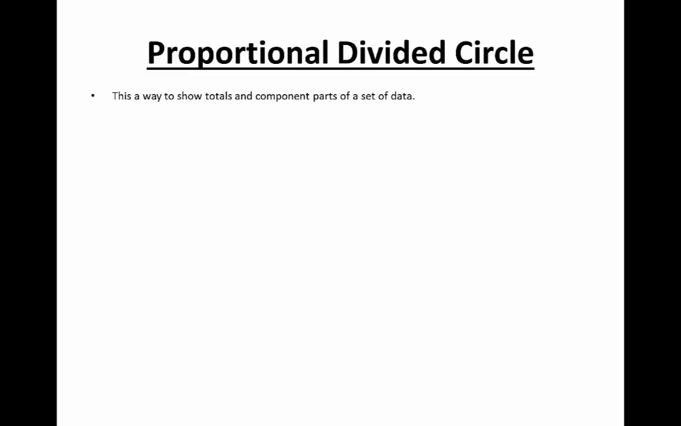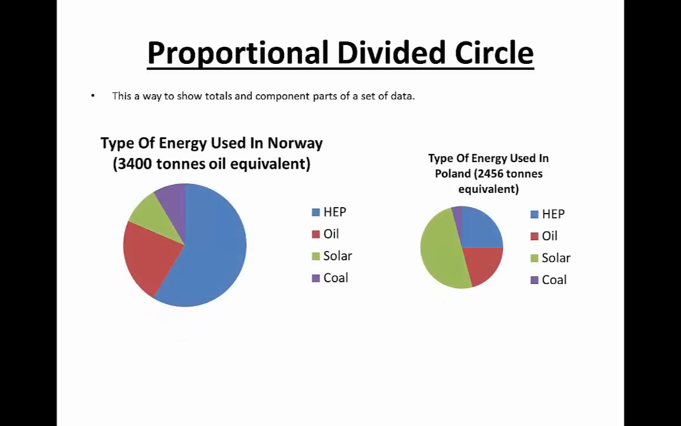This is a way to show totals and component parts of a set of data. So here we have two, in the form of pie graphs, but they can also be seen as proportional divided circles. On the left we have the types of energy that are used in Norway, and this pretty much adds up to the equivalent of 3,400 tons of oil. Then on the right we have the energy used in Poland, and in total all the energy used adds up to 2,456 tons of oil equivalent.